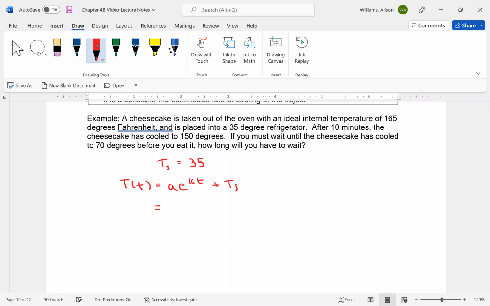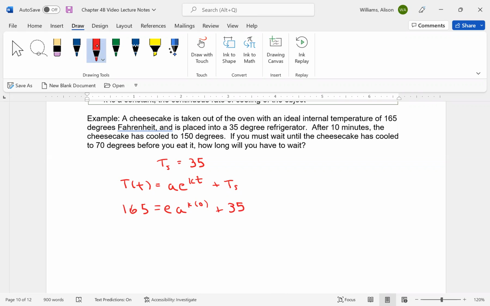Let's plug in our T sub S. And initially, when time equals 0, it's 35. This thing is 165 degrees. So I'm going to plug 165 for T, capital T. Little t, our time, is 0 because this is what it is when it first comes out of the oven. It goes into the refrigerator. And then our surrounding temperature is 35.